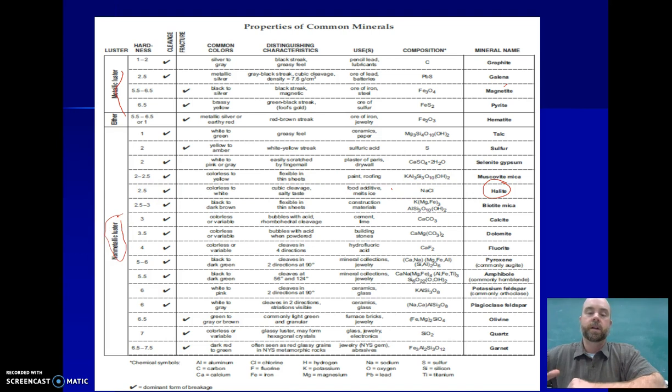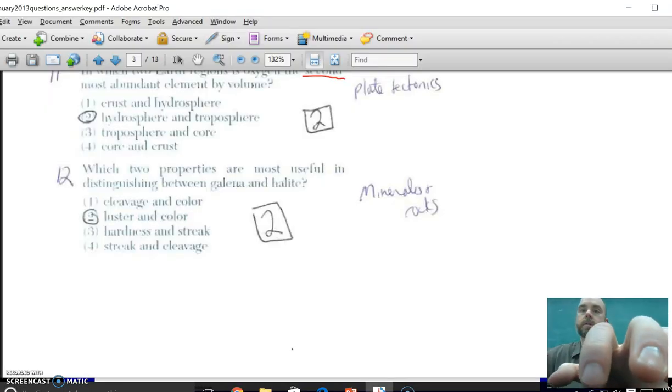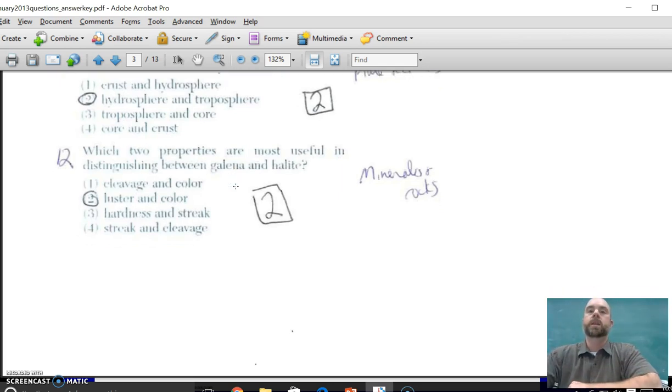Remember, all things have a luster. Sometimes it looks like a metal, and other times it doesn't. So that's the distinguishing characteristic. And then if we look at the color, galena is silver or metallic, but halite is colorless to white. A lot of the time it looks very clear. So another answer in the ESRT.